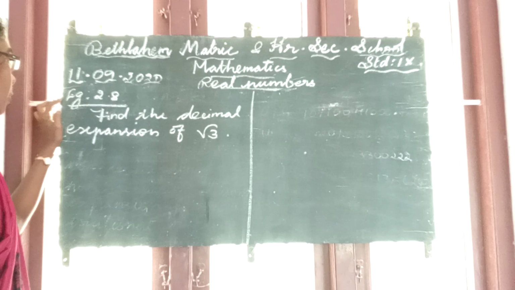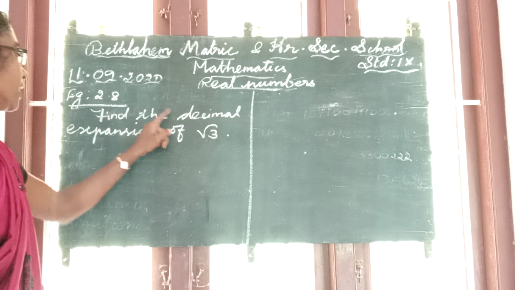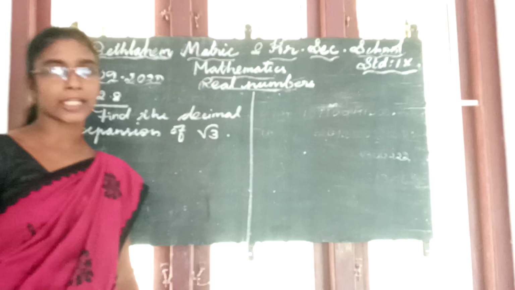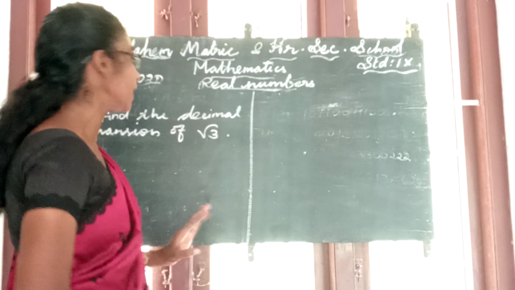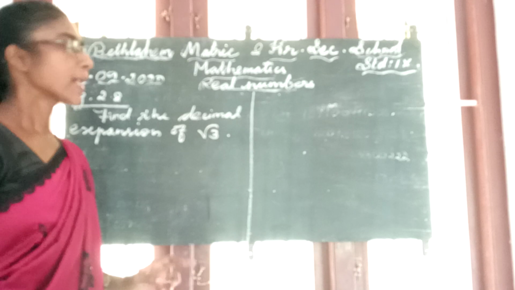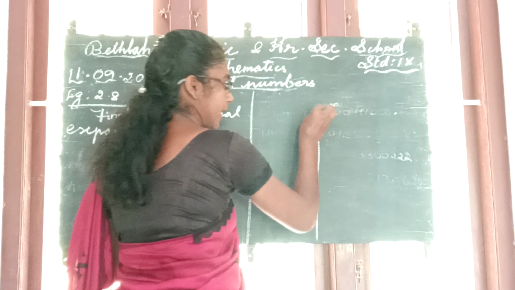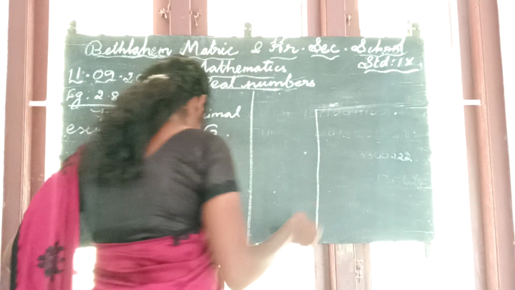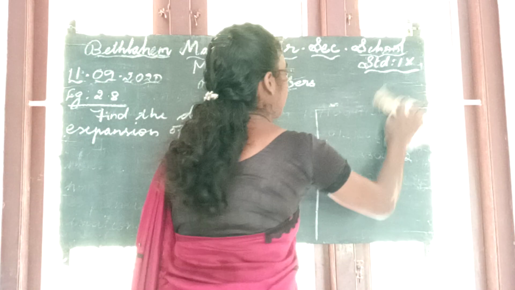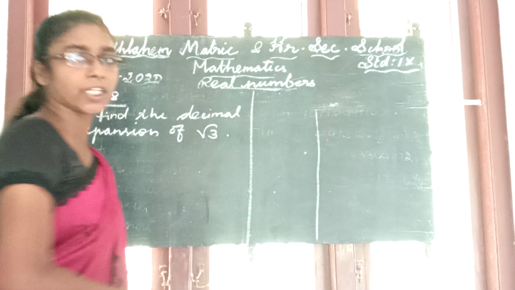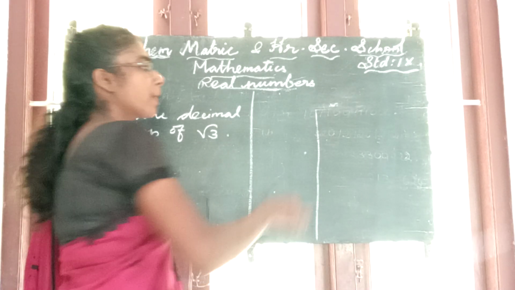Next, example 2.8: find the decimal expansion of root 3. We have to find the decimal expansion of root 3. Can we find this? Already you have learned this last year also. Do you remember?